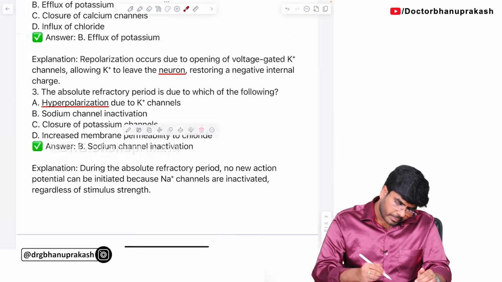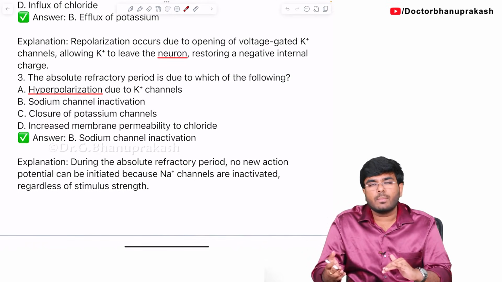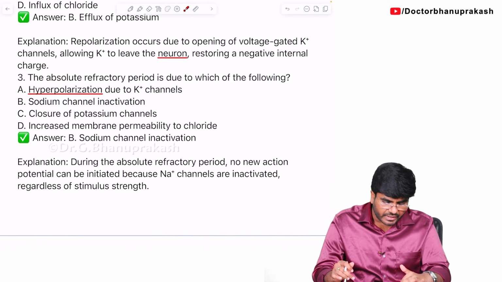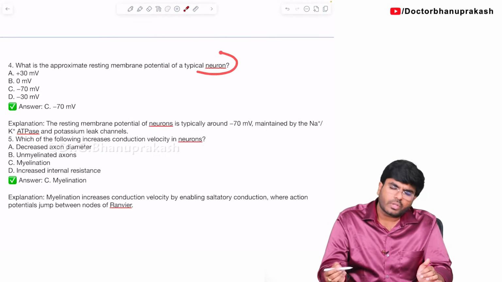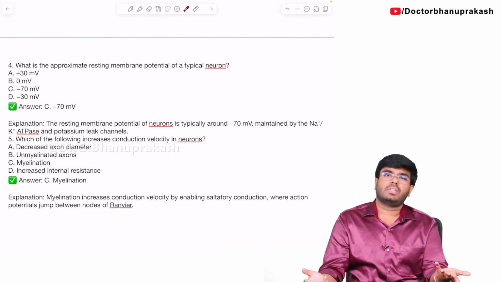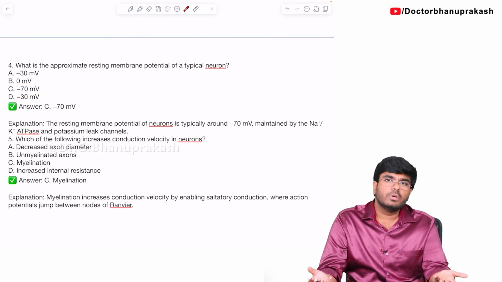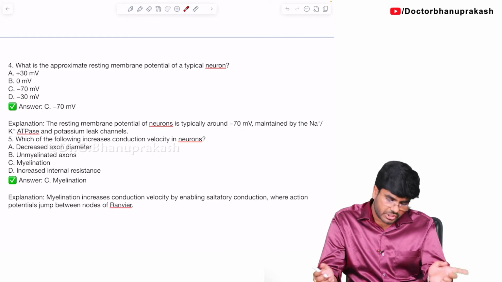During the absolute refractory period, we haven't discussed that yet. In the next video, we'll be discussing the absolute and relative refractory period, so just leave it. What is the approximate resting membrane potential of a typical neuron? Minus 70 millivolts. I have told you the reason for minus 70 millivolts. Every cell in our body has a negative value. Why? Because of the potassium efflux, positive charges going out, and the sodium potassium pumps.